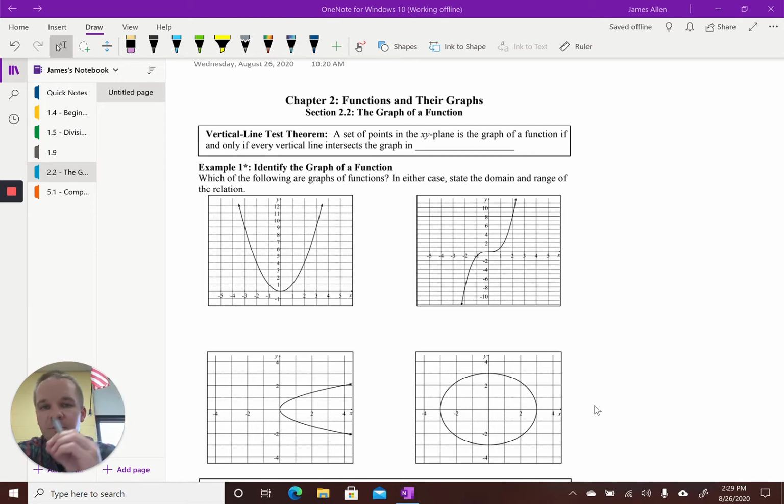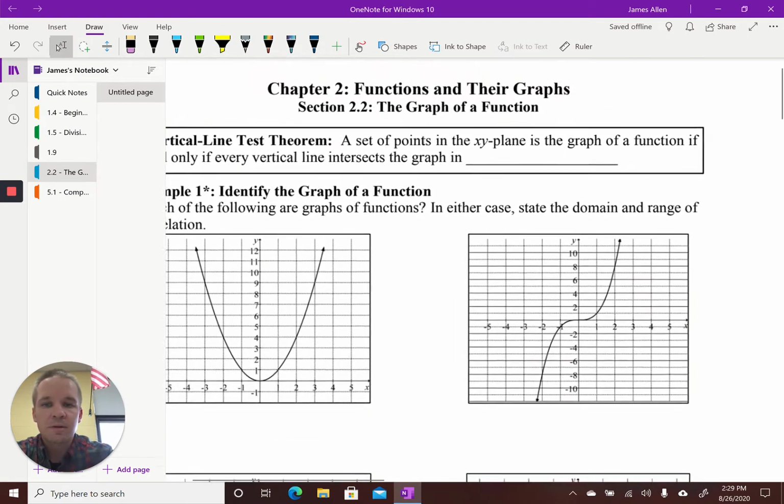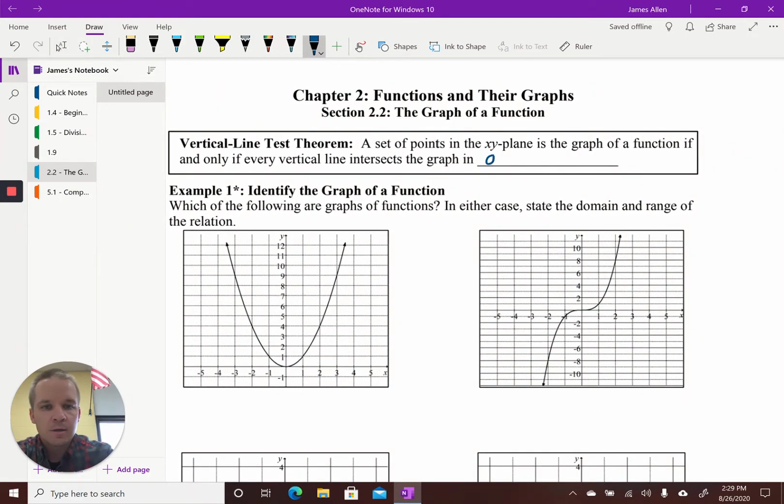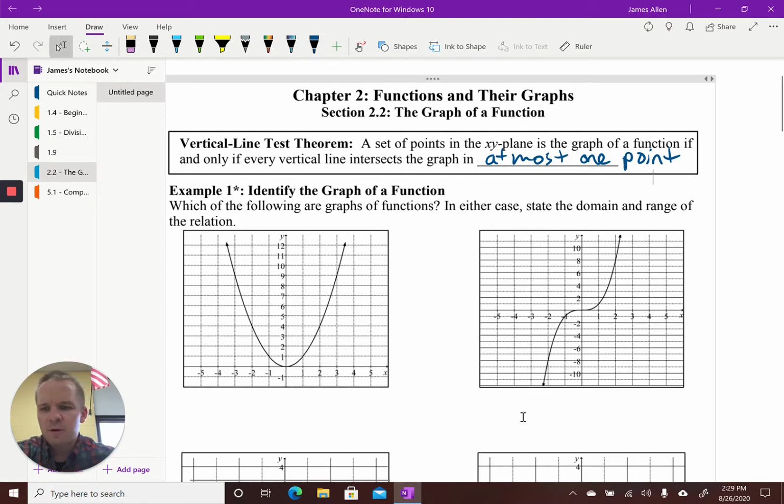All right, so a set of points in the xy plane is the graph of a function if and only if every vertical line intersects the graph in at most one point. Let me zoom in a little bit. At most one point. All right. This is a little Algebra 2 review for sure.